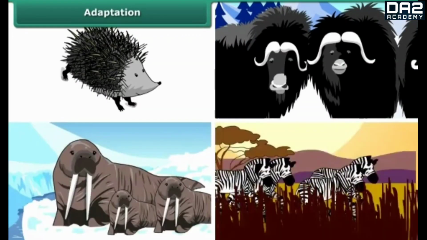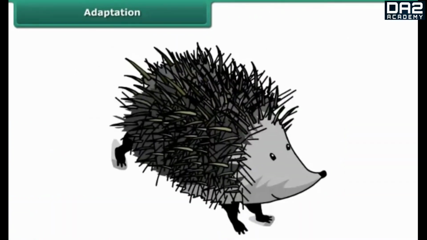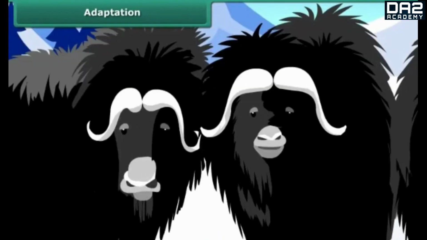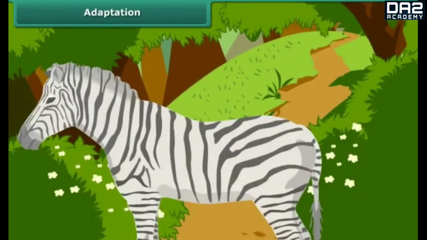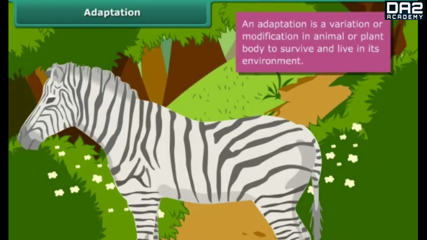Animals like porcupine, yak, seal and zebra have different types of physical features to survive and live in their surroundings. Porcupine has needle-shaped quills, yak has thick fur, zebra has striped skin, which can be easily mistaken for bushes. These specific features are known as adaptations. An adaptation is a variation or modification in an animal or plant body to survive and live in its environment.